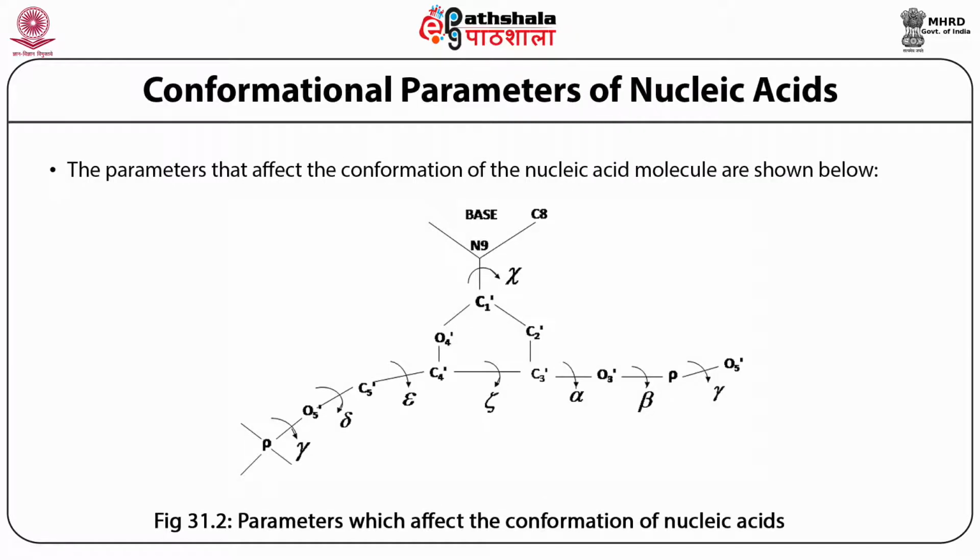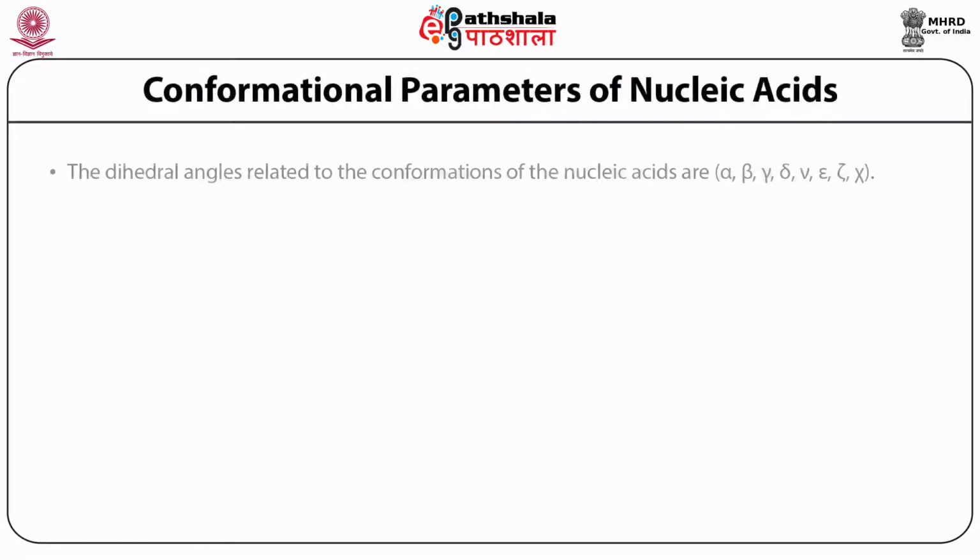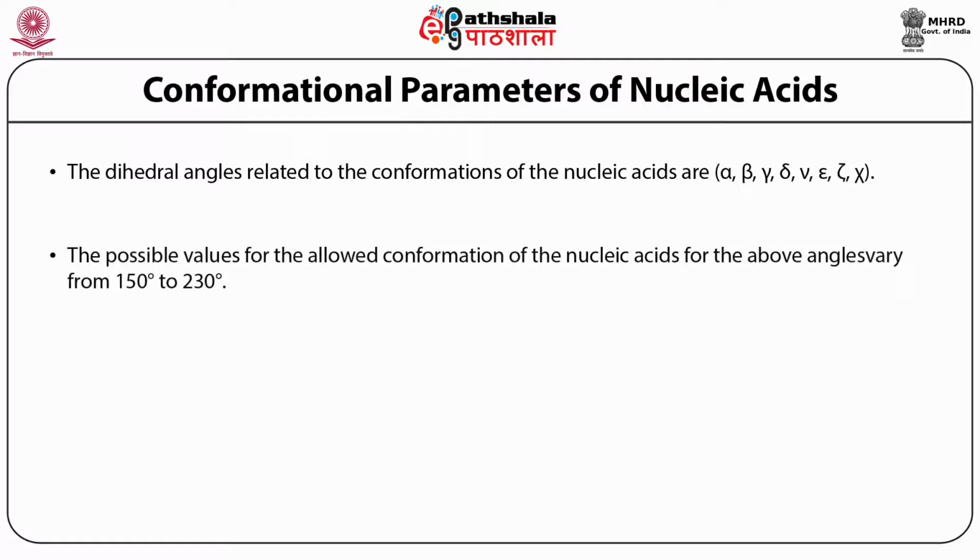This shows the conformational parameters of nucleic acids. Parameters affect the conformation of nucleic acids. We have seen the torsion angles; there are many, and at respective places they will be marked. This is the conventional symbols used. The dihedral angles related to the conformation of the nucleic acids are alpha, beta, gamma, delta, nu, zeta, another zeta, bigger zeta, and chi. The possible values for the allowed conformation of the nucleic acids for the above angles vary from 150 degrees to 230 degrees.